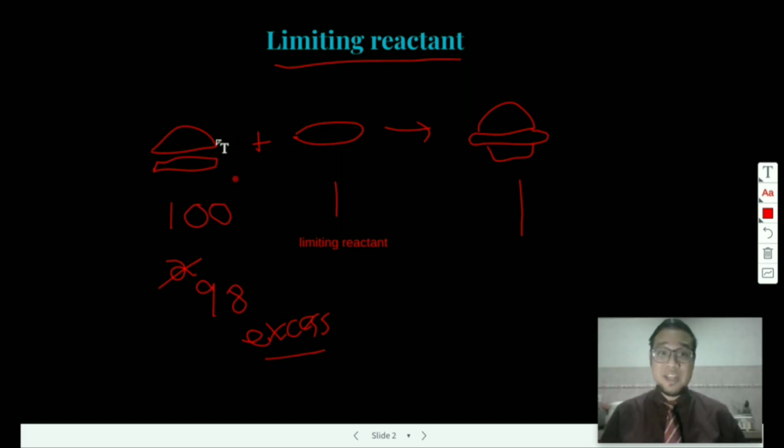Since both of them are reactants, they will produce a product. The amount of product is of course determined by the one that is less. You can't say that since we have 100 pieces of bread, it will produce 100 beef burgers. No, it goes according to the limiting reactant.